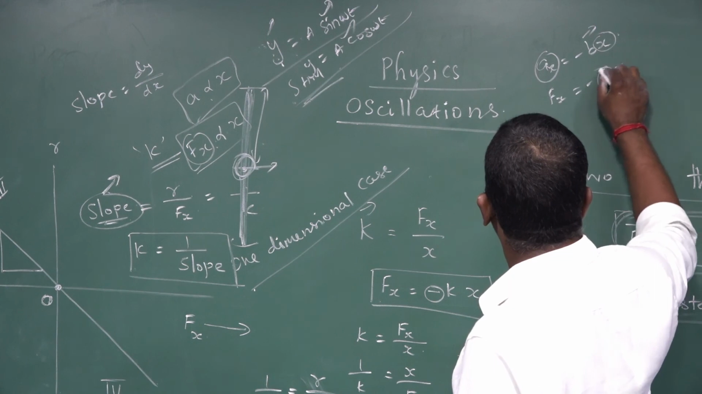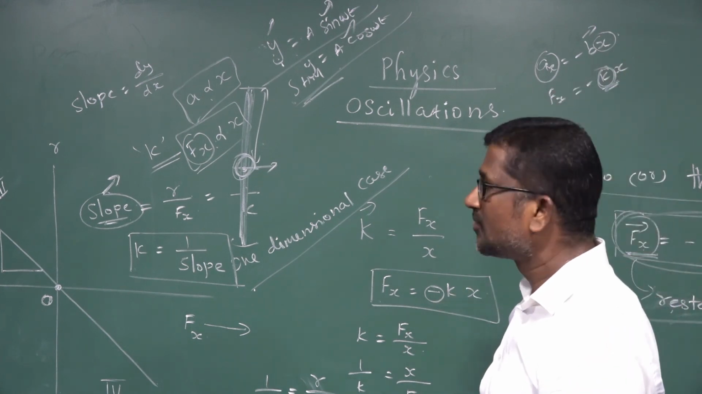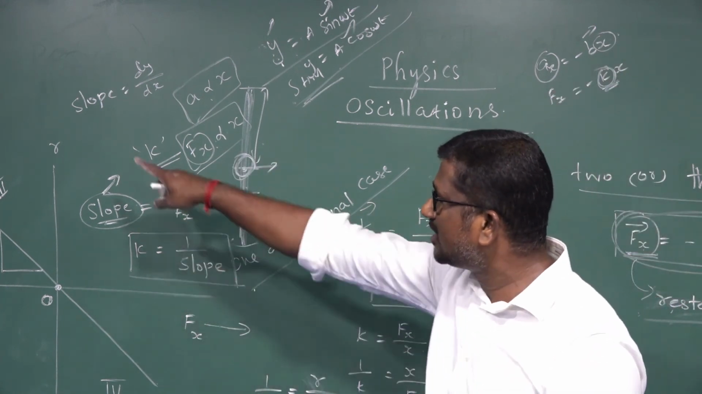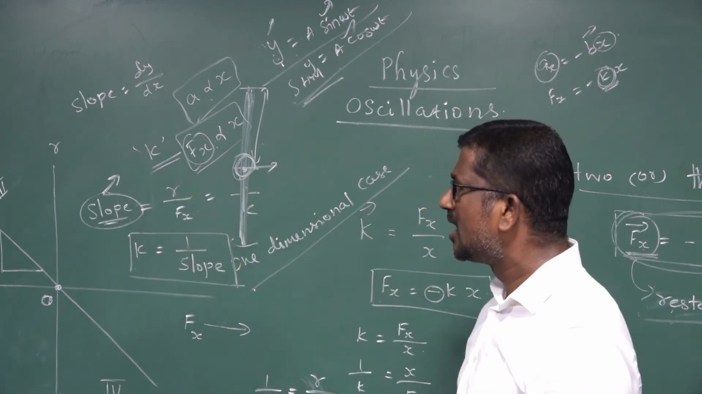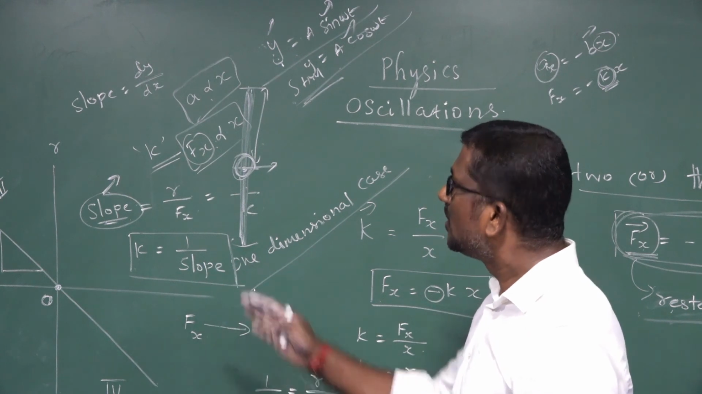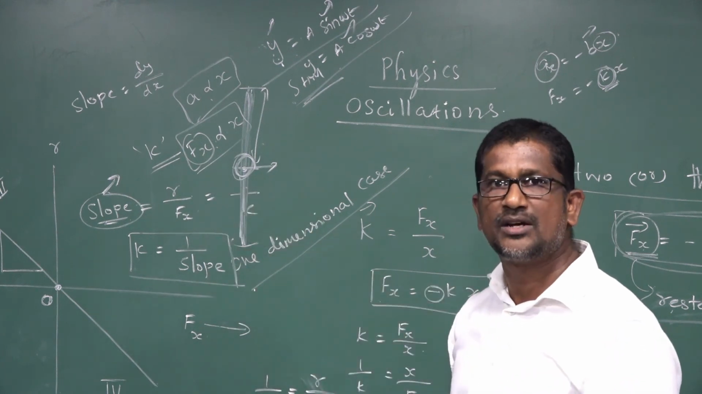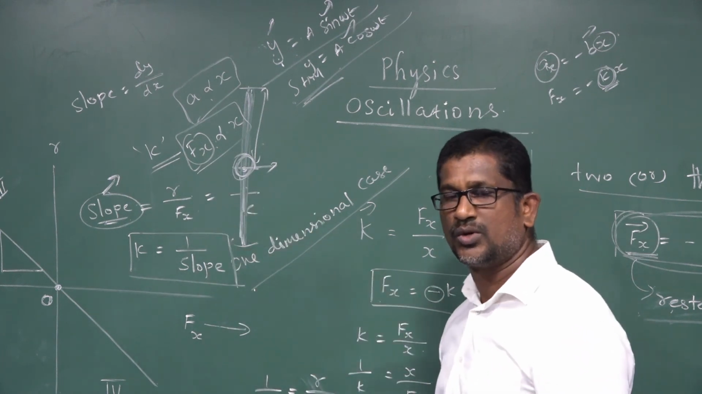Right? How can you measure the force constant or spring constant? Okay, from the force and displacement graph, the nature of the graph is a straight line. By taking the slope of that graph, we can calculate the spring constant or force constant, right?